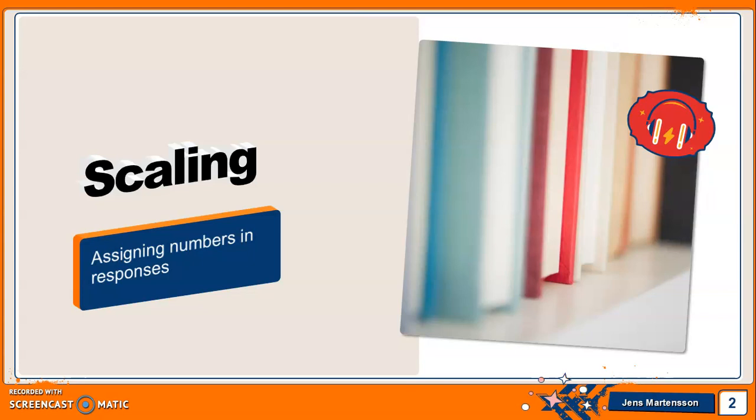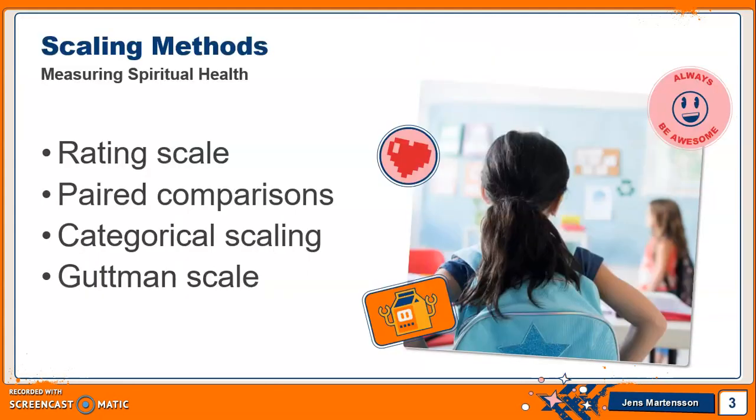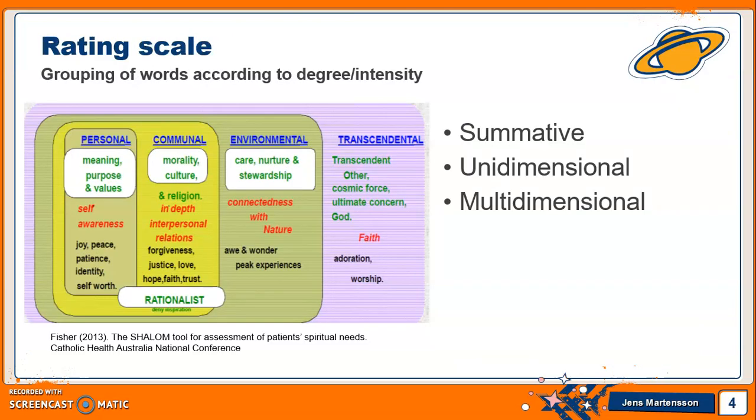So, if you want to measure spiritual health, or SH, then you may choose among the 4 common scaling methods: rating scale, paired comparisons, categorical scaling, and Guttman scale. Rating scale refers to grouping of words or statements in which the test taker identifies or responds with, and this response is assigned a number according to its intensity.